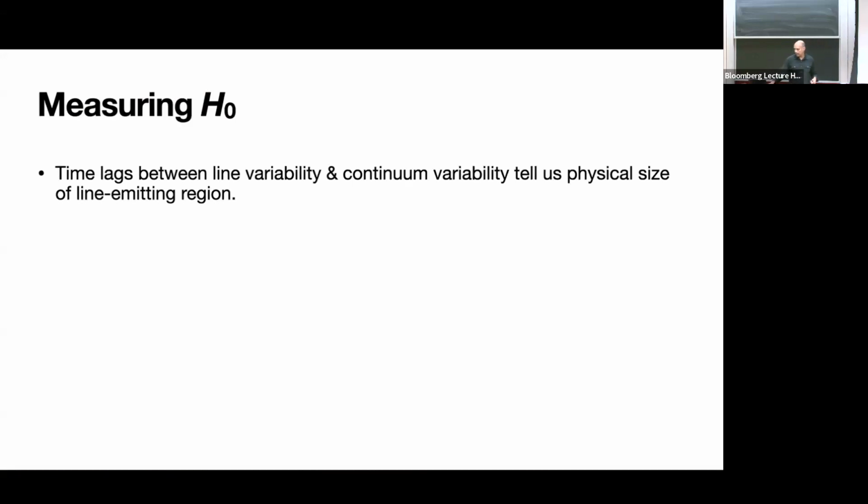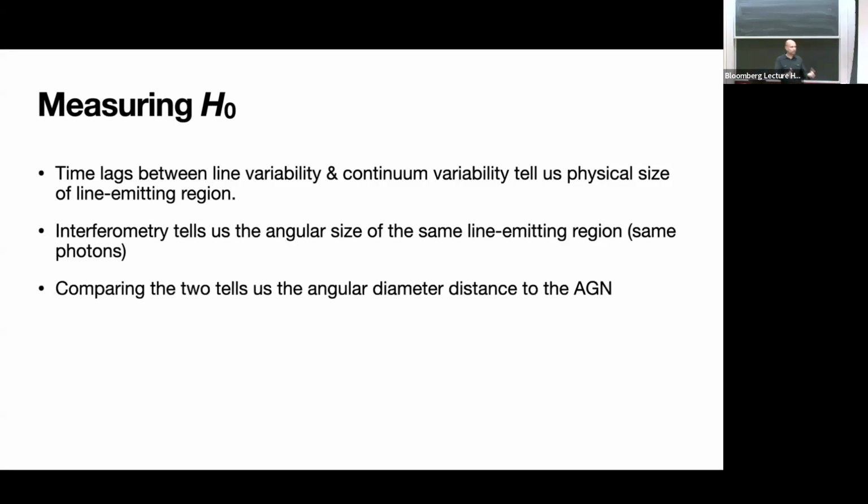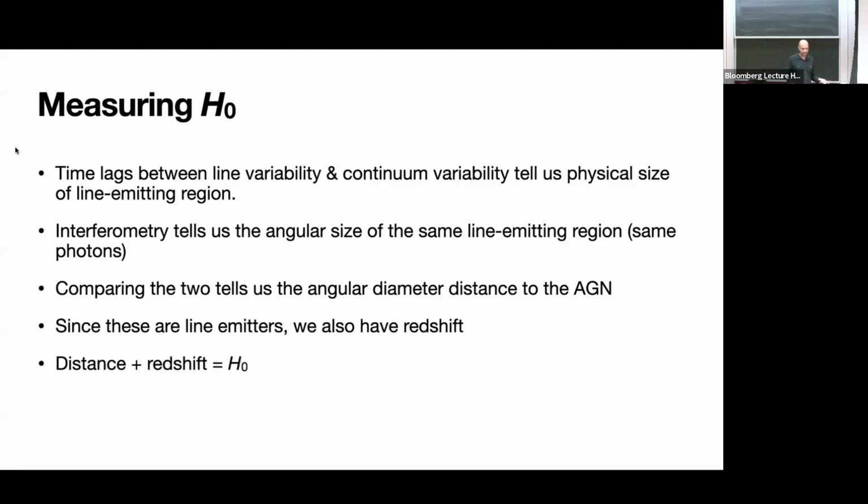Okay, and of course, interferometry easily resolves the angular sizes of these broad line regions because they are big. So we have the physical size in centimeters, the angular size in angles. And comparing the two tells us the angular diameter distance to these sources in centimeters. So again, not in h-inverse centimeters, but in centimeters. And since these are line emitters, we also have the redshift. And then distance and redshift gives us the Hubble constant.